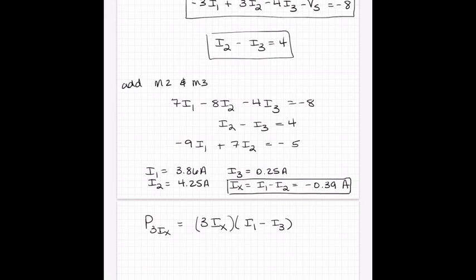Okay, so we have all of these. We can substitute them in and find this power. And since I added that at the end, I'm going to have to calculate it now. So it's 3 times that. So this is minus 1.17. This is 3.61. So this is minus 4.22 watts delivered. So this particular source is actually absorbing power.